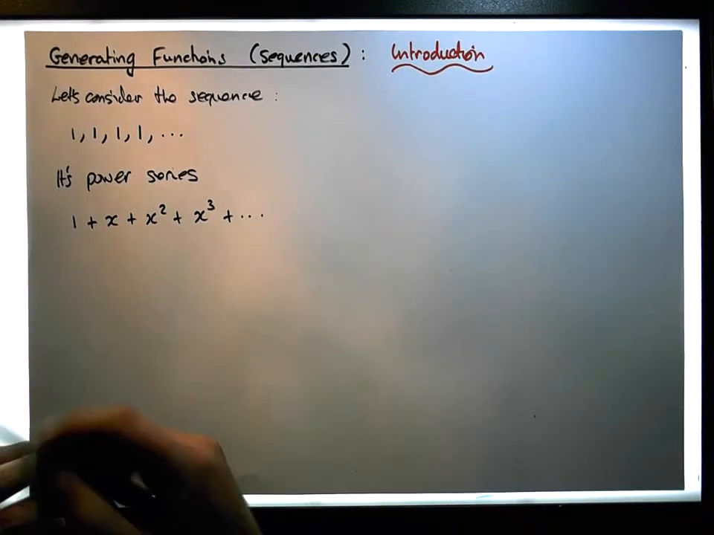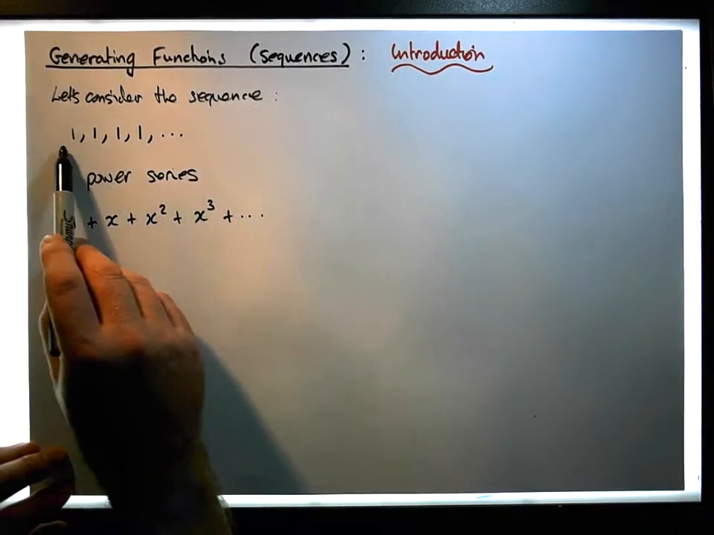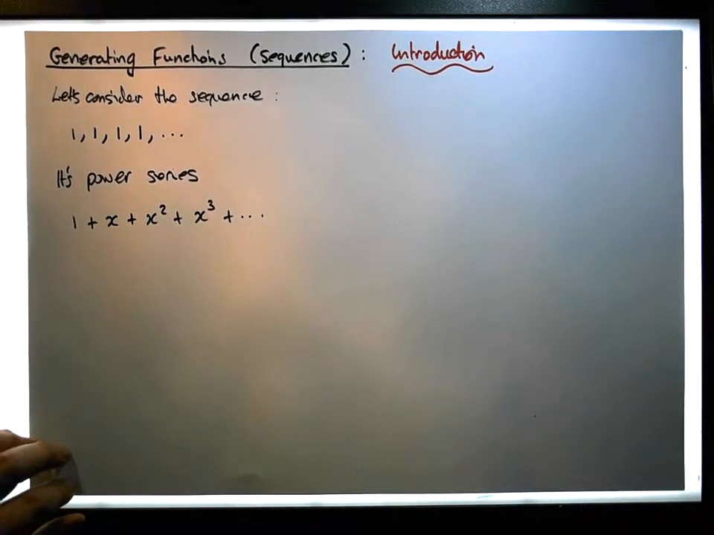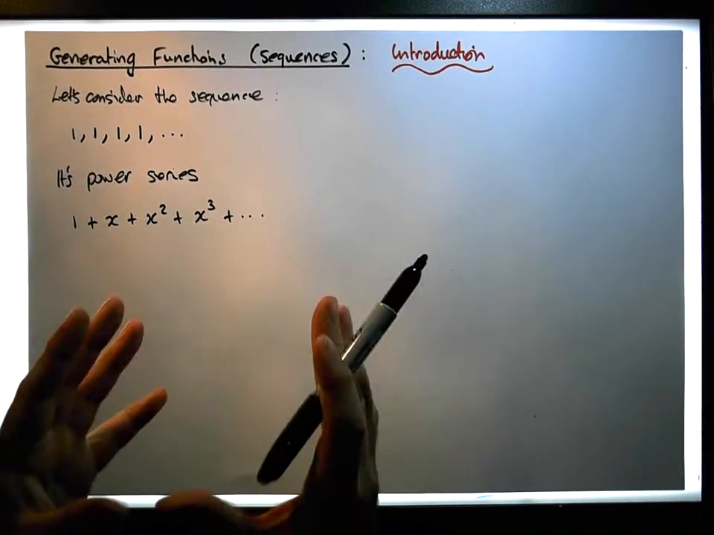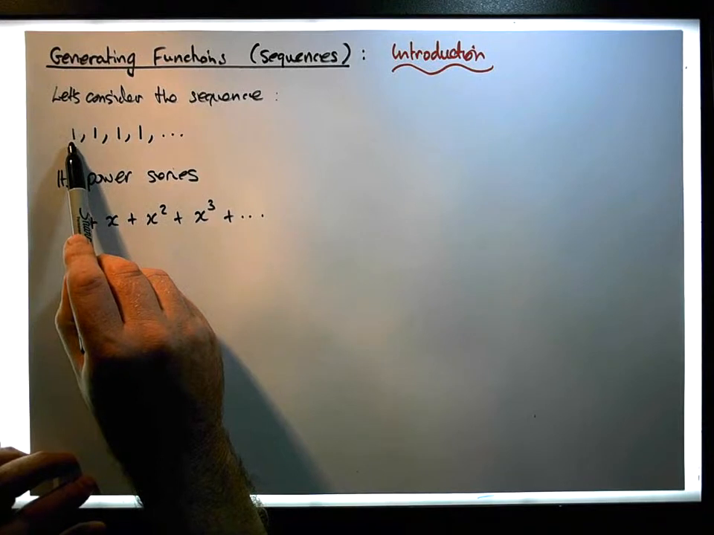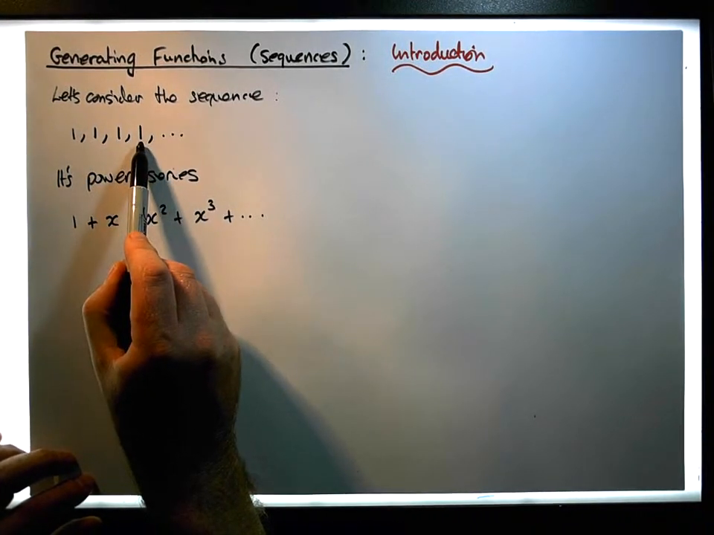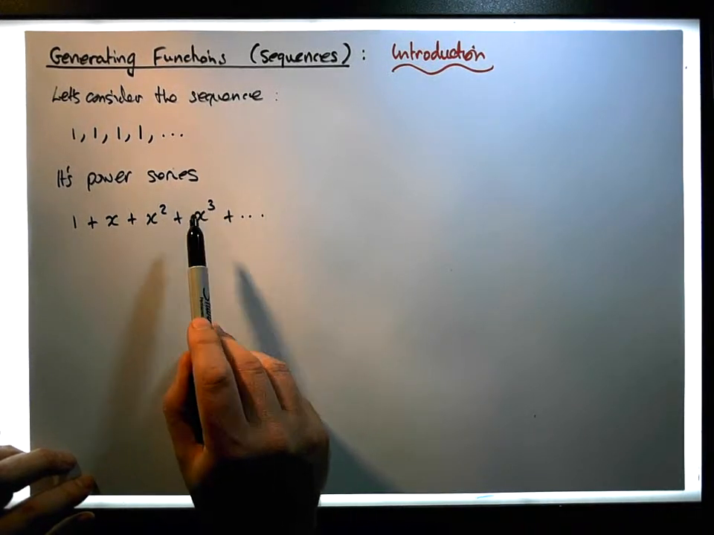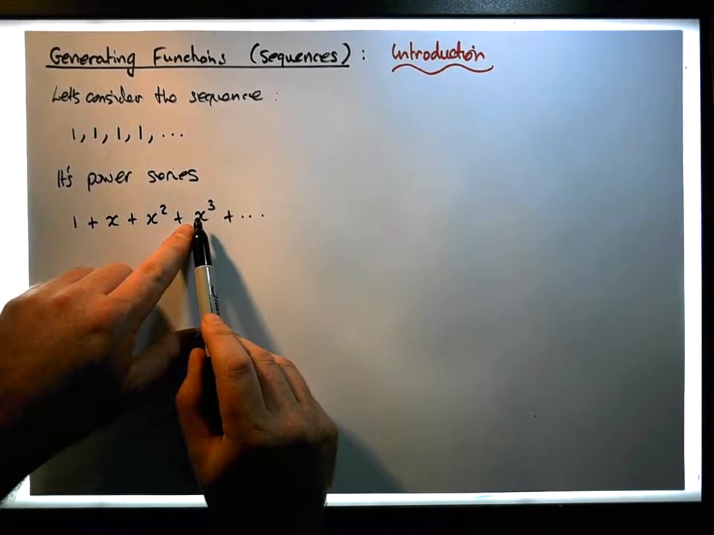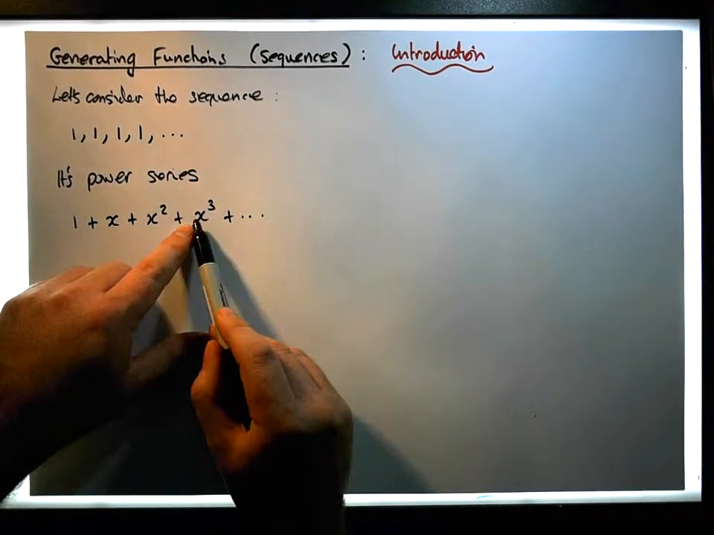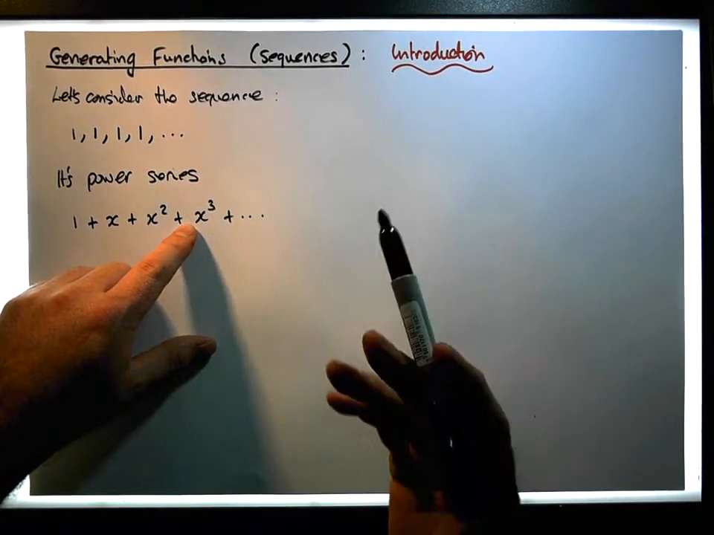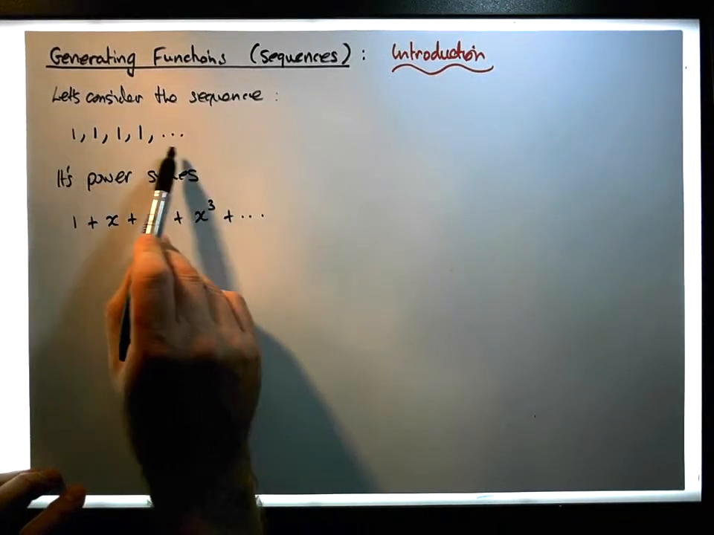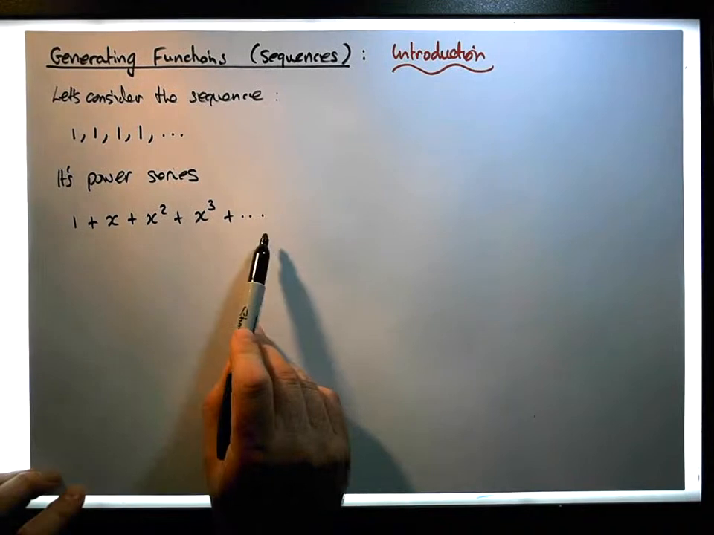If I want to find the third term in the sequence, well, don't forget, we start counting from 0. So this is the 0th term, the first, the second, the third term. What I do is go to x to the power of 3 and look at its coefficient, and that tells me the term in the sequence at position 3, counting from 0. So for this simple sequence, its power series looks something like this.